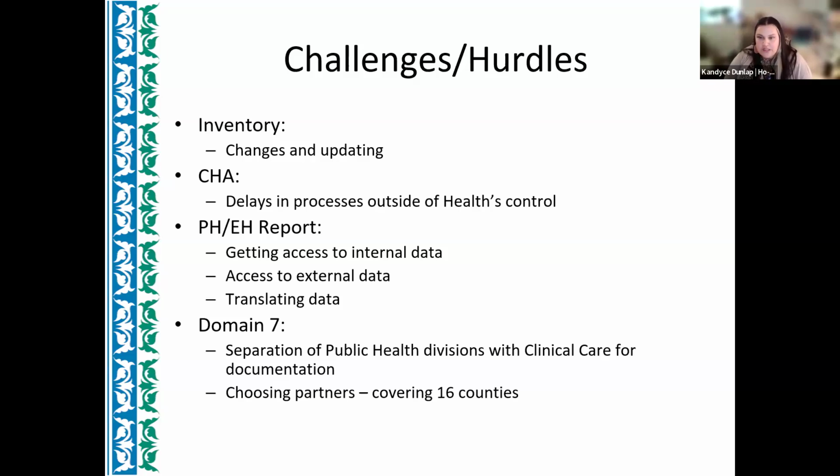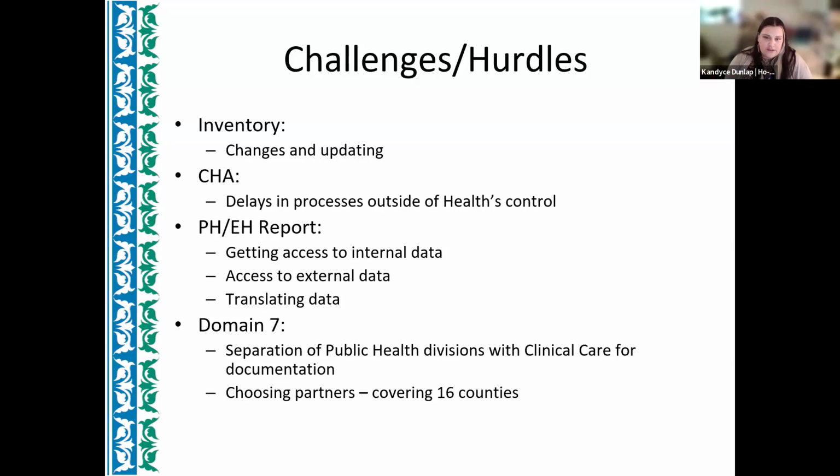In our public health and environmental health report, getting access to internal data took us quite a few years to develop a relationship with enrollment for the purpose of this report, specifically around death statistics and causes of death. External data as well. A lot of the data that we get are attributed to the state of Wisconsin, and we can break them down by tribal or non-tribal. But that doesn't necessarily get us to the level of Ho-Chunk Nation specific individuals or Ho-Chunk Nation specific data. So we're relying a lot on that tribal versus non-tribal for the counties that we specifically serve.